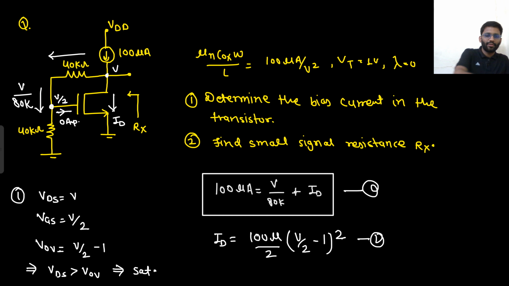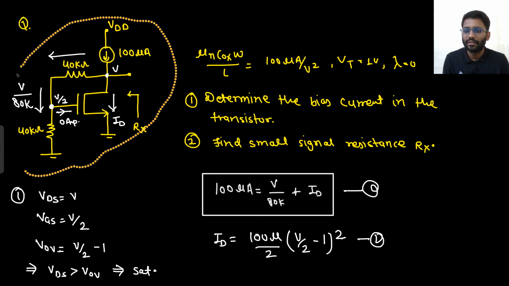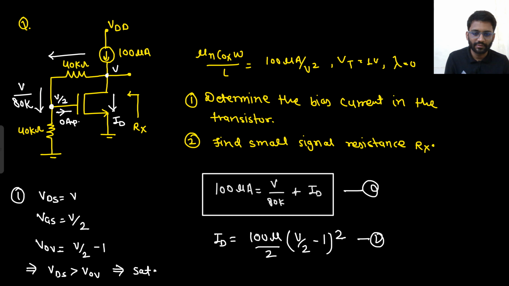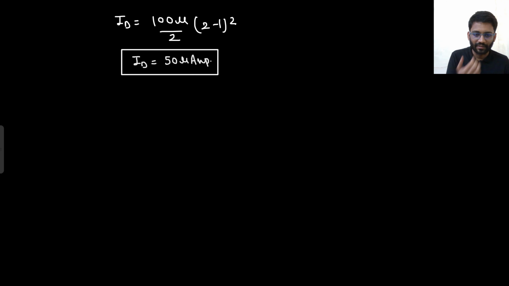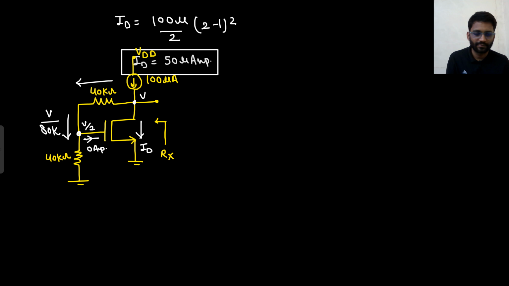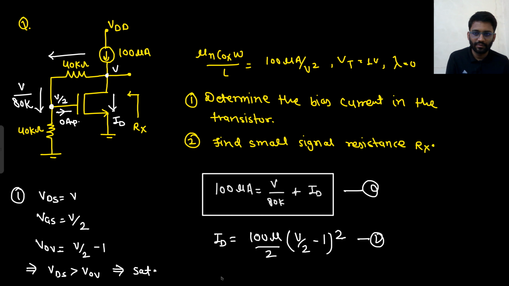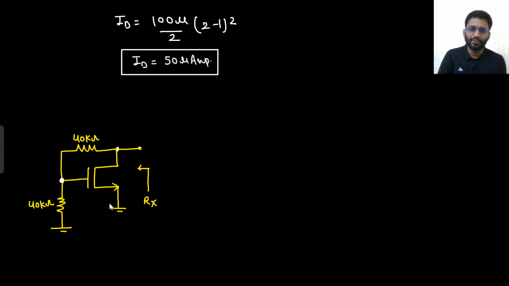Now what is the next question? You need to determine the small signal resistance Rx. So try doing it on your own, then I will tell you how to determine it. So let's take this circuit and paste it here. Okay, I have to copy again. So this will be your small signal circuit, right?